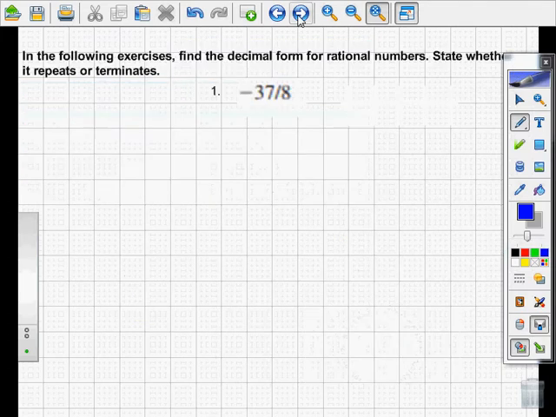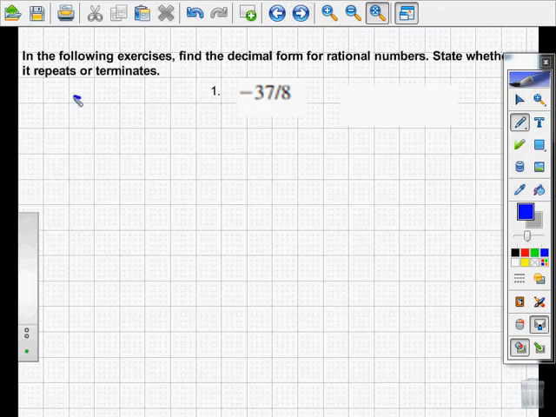In the following exercise, find the decimal form for rational numbers. State whether it repeats or terminates. To find the decimal form, we all know that we just have to make a division. So we will start dividing. The negative sign, I will include it at the end, once I'm finished with my division.